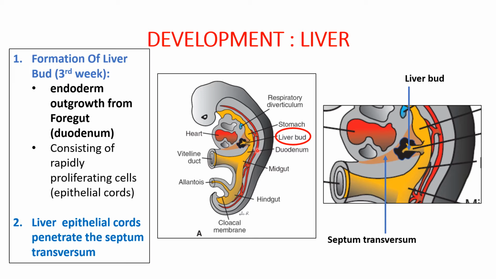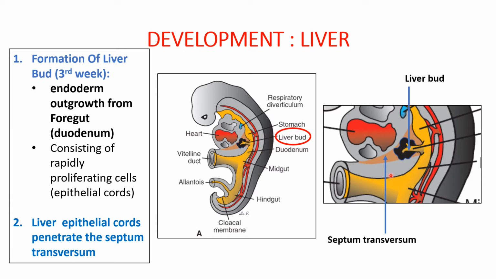The liver is formed in the form of a bud, the liver bud, which is actually the endoderm outpouching or evagination from the foregut. From the ventral wall of the foregut, you can see a bud arising. Where exactly in the ventral wall of the foregut? At the portion of the duodenum. So this endoderm bud, which is arising from the foregut duodenum part, is called the liver bud. This arises at the third week of development.